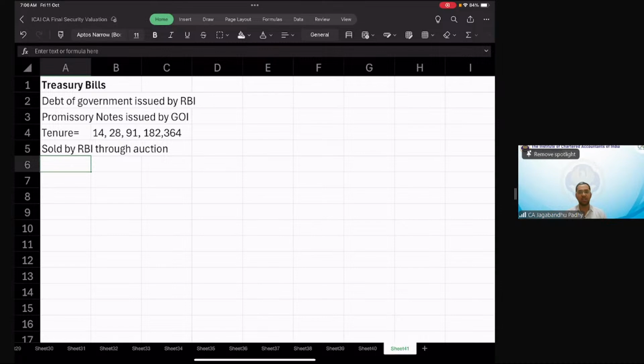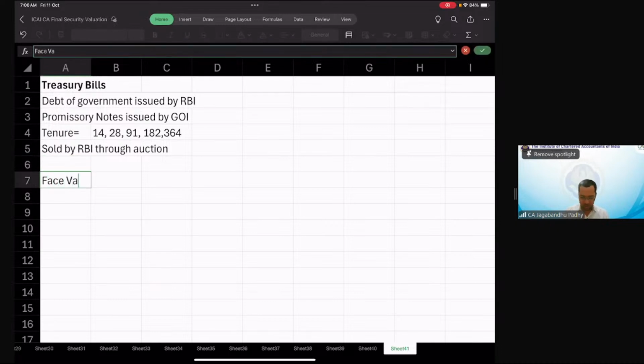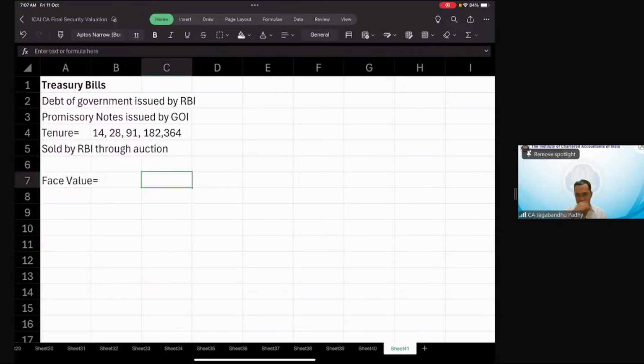So all these treasury bills, which are government securities, are sold by RBI by way of an auction. Basically, in an auction, each of these treasury bills has a face value. That face value is fixed, you take it as 100 or 1000, but then that security is put up for auction. So investors are supposed to be bidding for this treasury bill. Let's say the face value is 100; investors bid at what price they are going to get it.